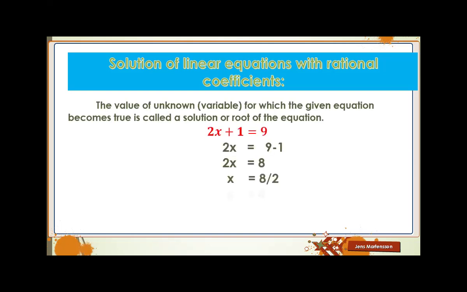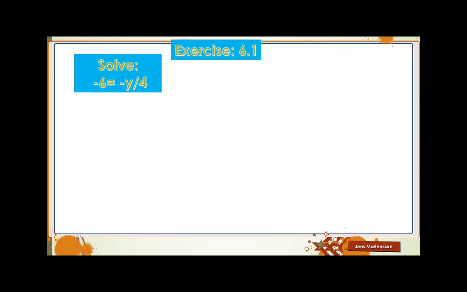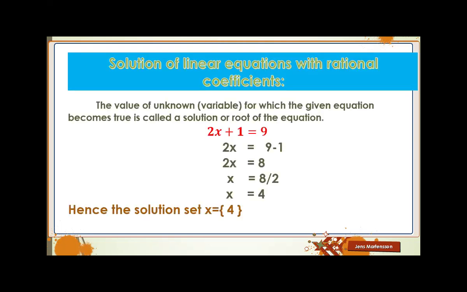For example, here we can see 2x plus 1 equals 9. We want to find the value of x for which the equation becomes true. That answer, the value of x, is called the solution or root of the equation.